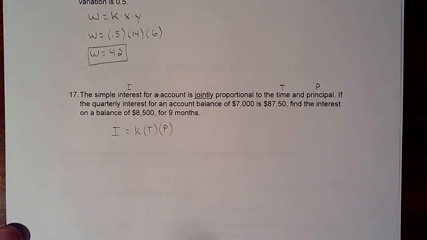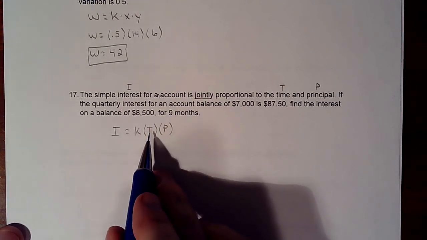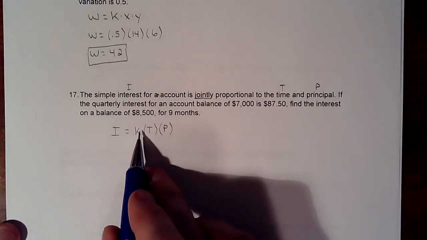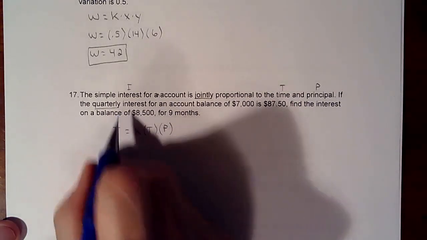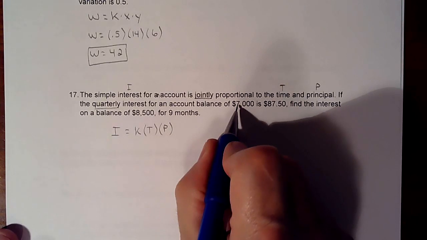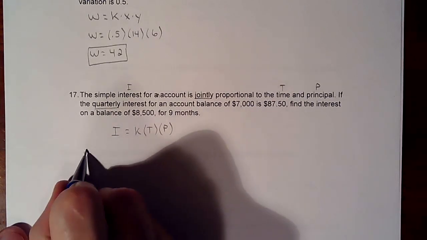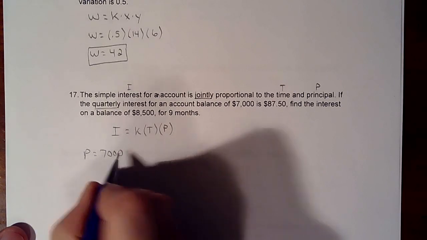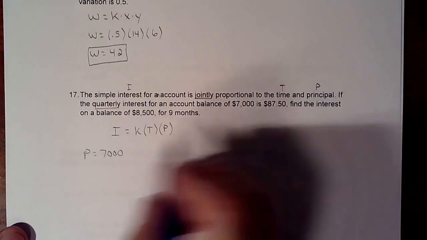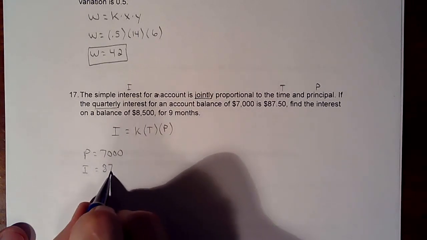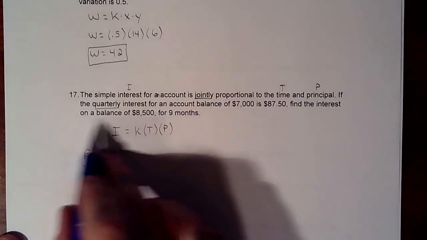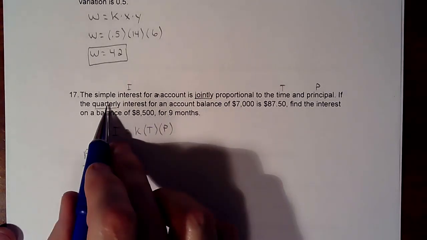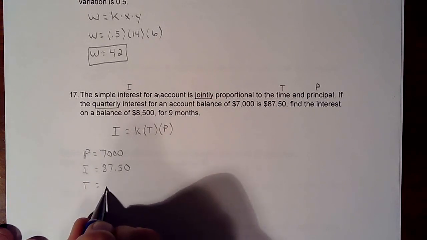Now this is exactly the same equation as a normal simple interest, and this constant actually is your interest rate. But the way they're trying to write it out, you'll see that it says if the quarterly interest, that's important, for an account balance of 7,000, so we have a principal of 7,000, is 87.50, so that's the amount of interest that we accrued. Find the interest on a balance of 8,500 for 9 months. So it says that it's quarterly. That is actually your time of 1/4 of a year.